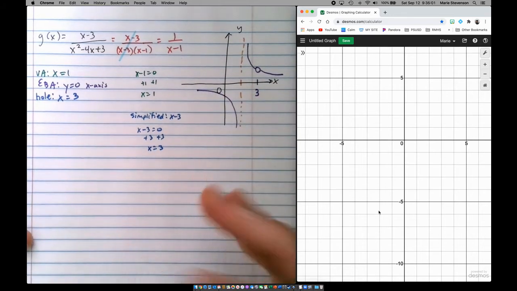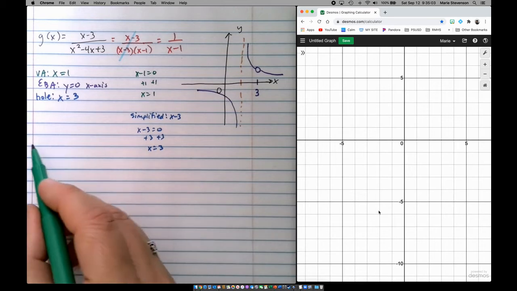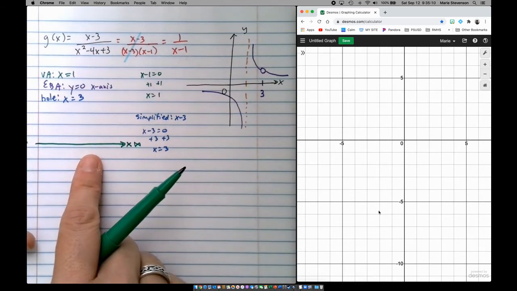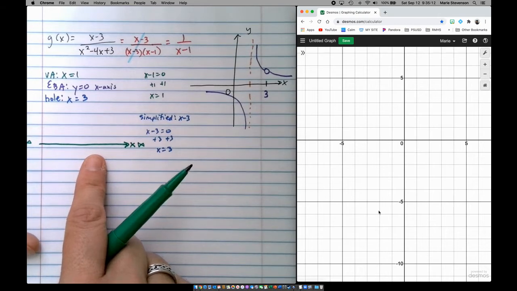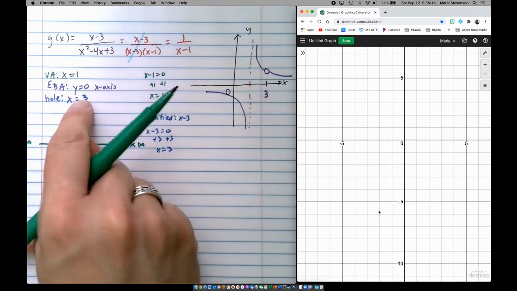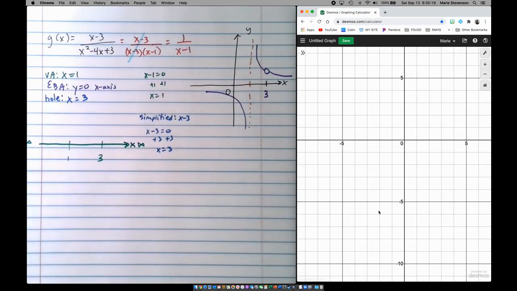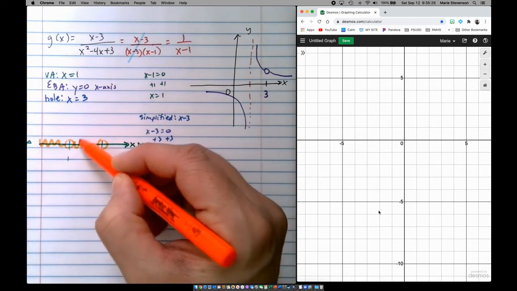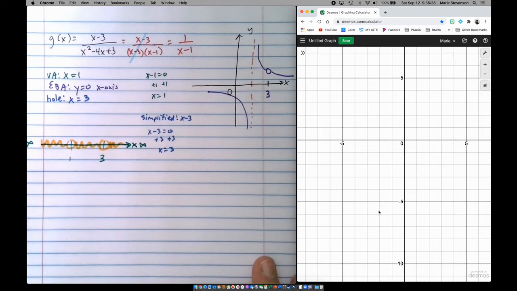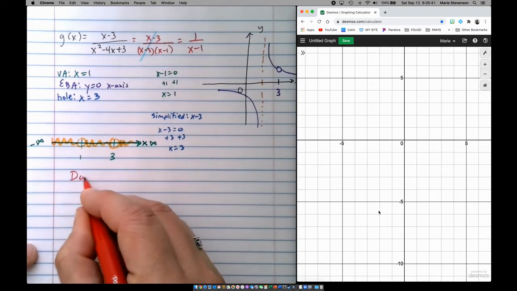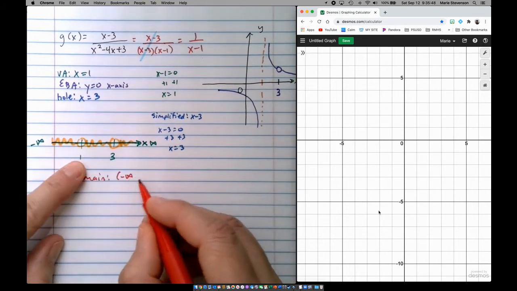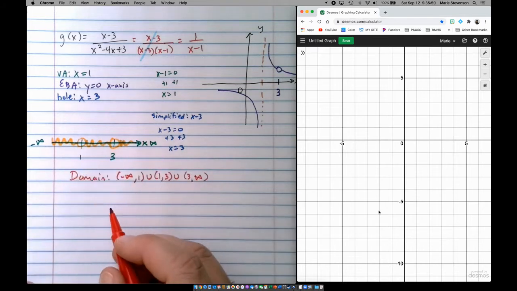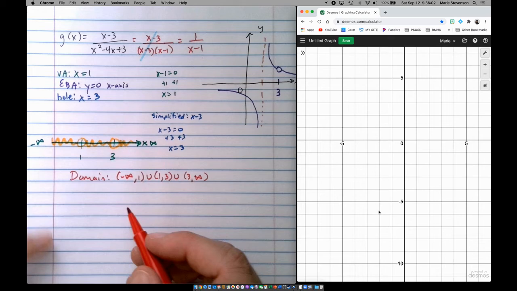Now let's do the domain. So in order to do the domain, we like to do a little sketch. So we're going to mark the exceptions to our graph here. So the exceptions are positive 1 and positive 3. So I cannot have 1 or 3, but I can have everything else in between. So now let's write out the domain. Let's write it down in words. We would say all real numbers except x equaling 1 and 3.